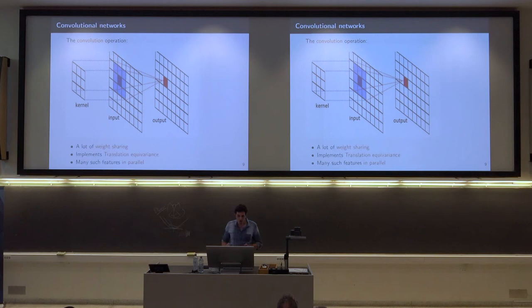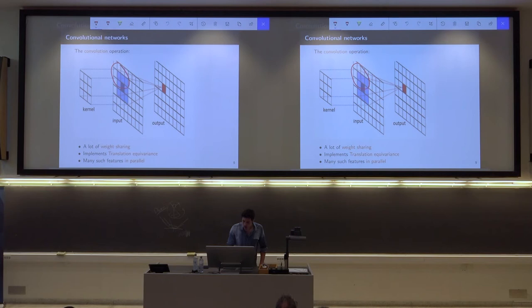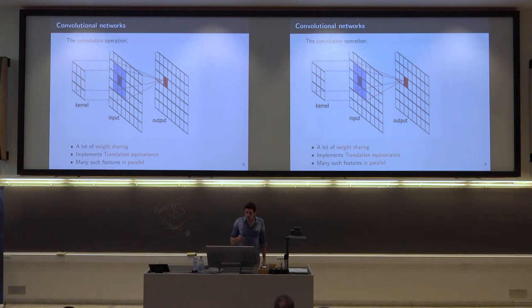It's a lot of weight sharing, and also it's done in a way that implements translation invariance. So let's say my input is an image and I have a car in the top left corner, here, I will get a feature. If I give you the same input with the same car translated to the bottom corner, you will get almost the same output, but translated. So it implements translation invariance. These features are very simple, but you compute many of them in parallel, and then you stack them, which makes, in the end, a very expressive model.